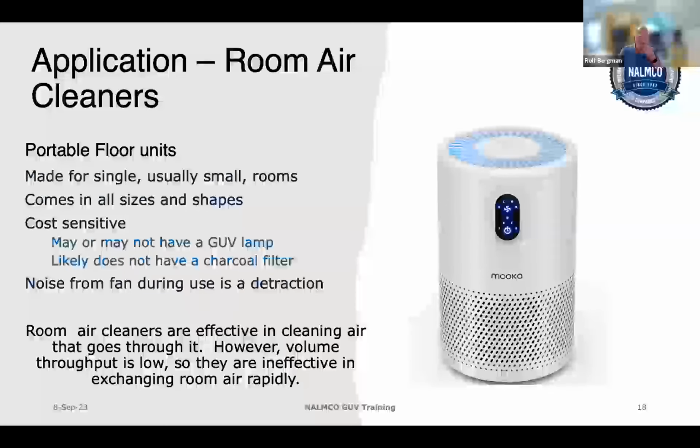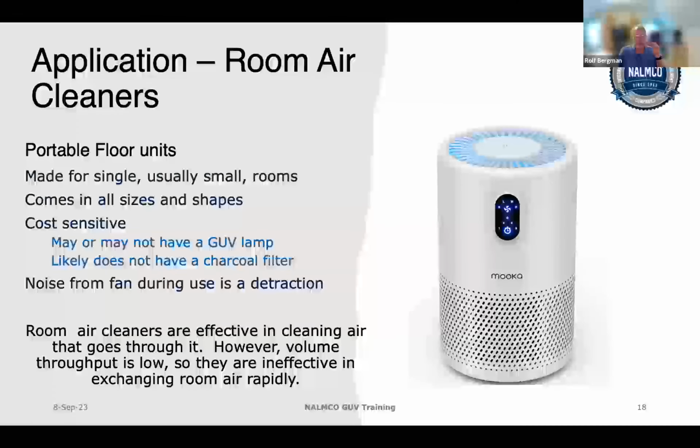There's a portable floor unit shown. It comes in various sizes, made for small, medium, and large rooms. And so it can easily be bought from Amazon or many other distributors. But these units are cost sensitive, and most of the ones in the open market do not have an ultraviolet lamp even, or a charcoal filter. They usually have a HEPA filter, or a filter to clean the air. And they are very effective in doing so.